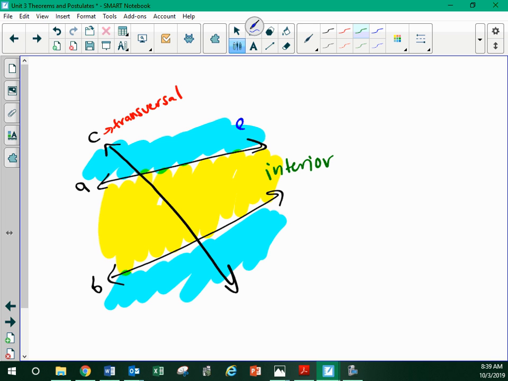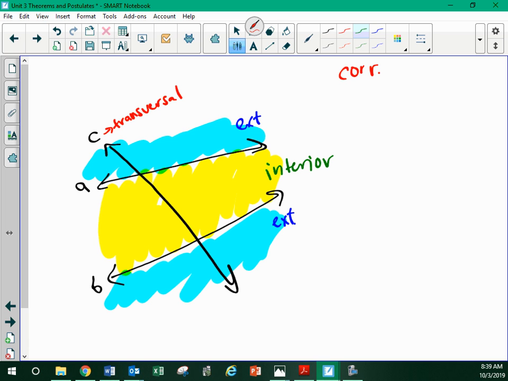This is an exterior, this is an exterior. Knowing those locations will help you in remembering where alternate interior and alternate exterior are. I'm going to start off with corresponding. Corresponding angles are basically in the same location on each of the two lines. So you want the same side of the transversal, and the same side of your two lines.